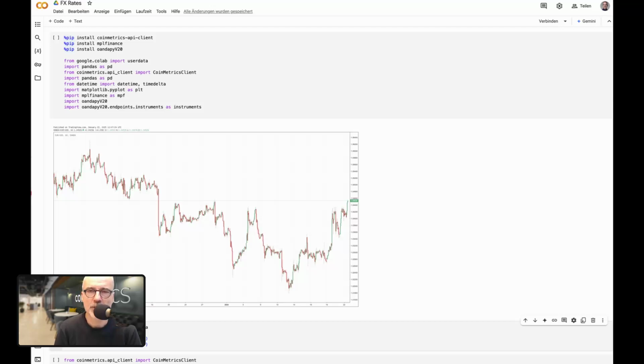Hello folks, today we want to look at currency exchange rates and compare currency exchange rates from a trading site like OANDA to currency exchange rates on a crypto market like Kraken, Euro against USDT.